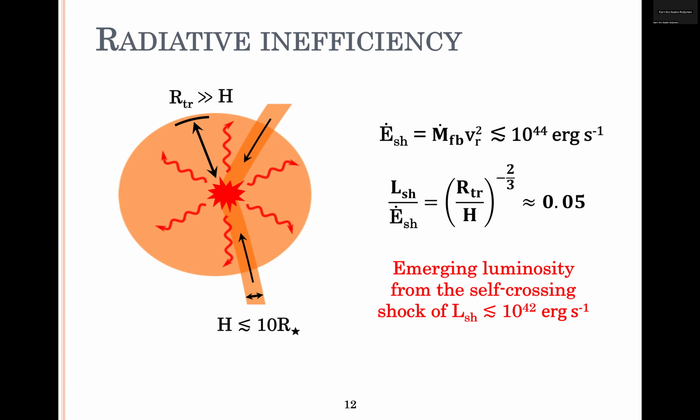Okay, thanks. And what about the nozzle shock? The nozzle shock is even worse, because in that case even the heating rate is like 10^40 erg per second, so it's really small. Essentially the reason is that in the self-crossing case the heating rate is quite large because the streams are colliding almost head-on. But in the nozzle shock, it's more of a compression.